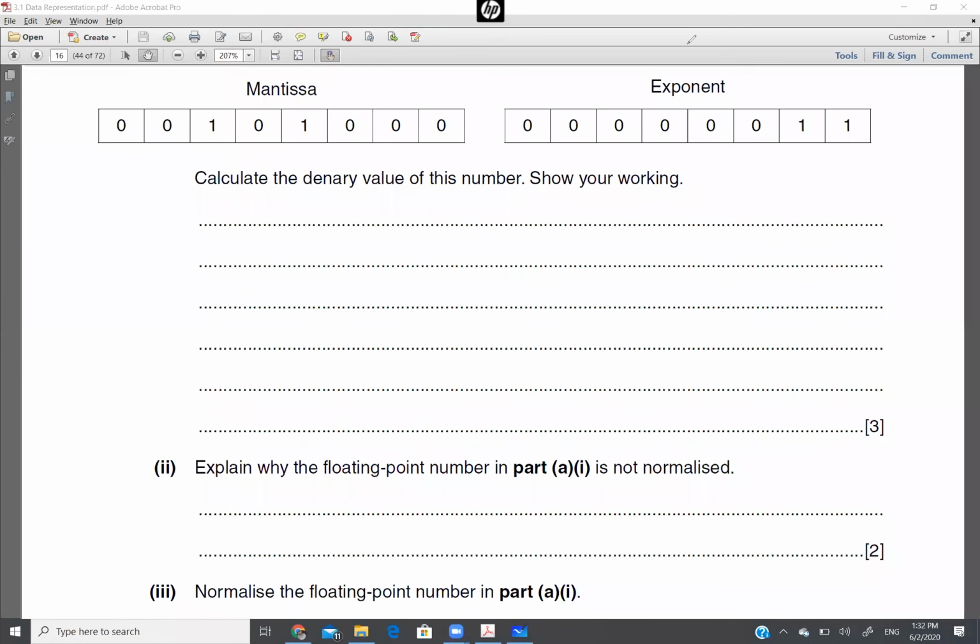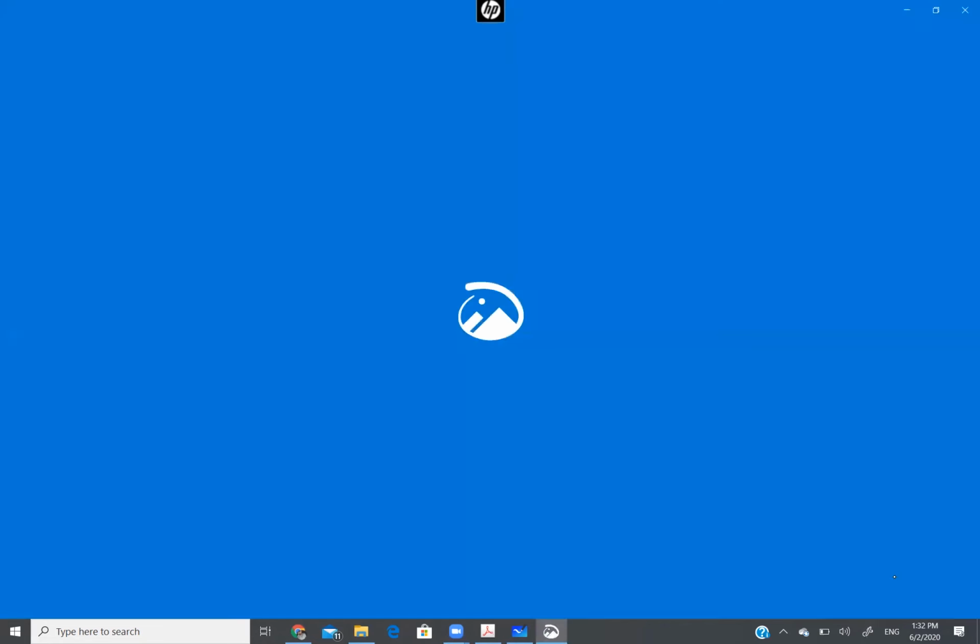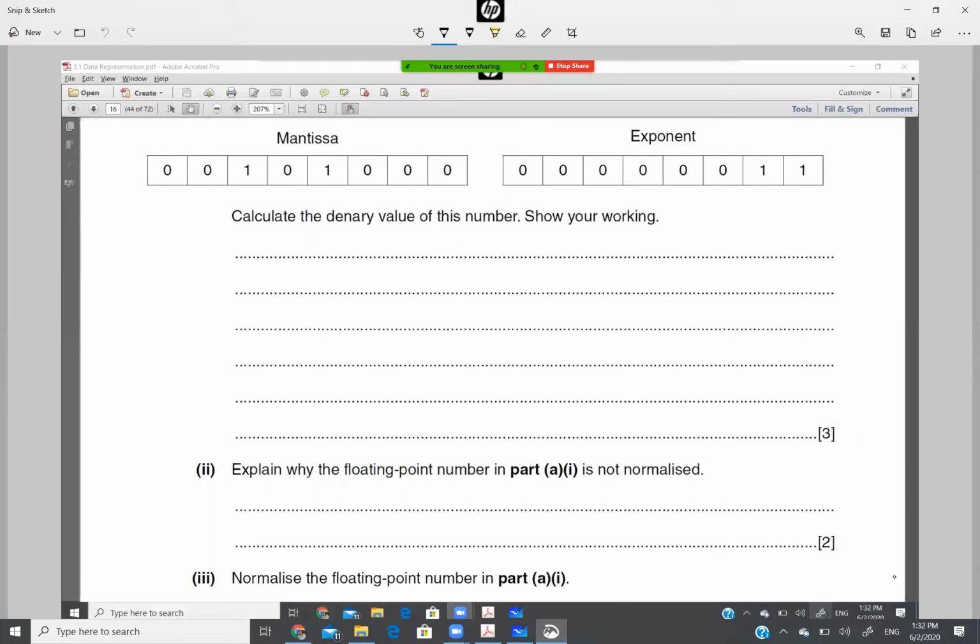Peter, this is the question, and I got 2.5. You got 2.5? Yeah. Can you show us the working on WhatsApp? Just a second.